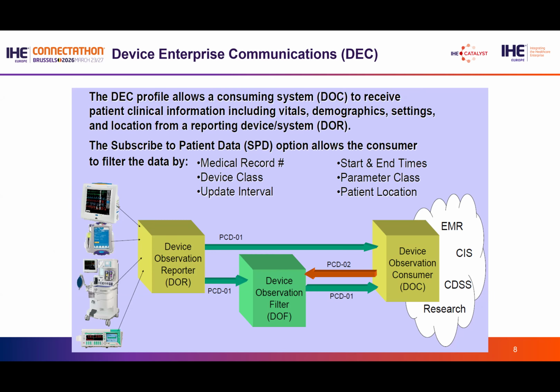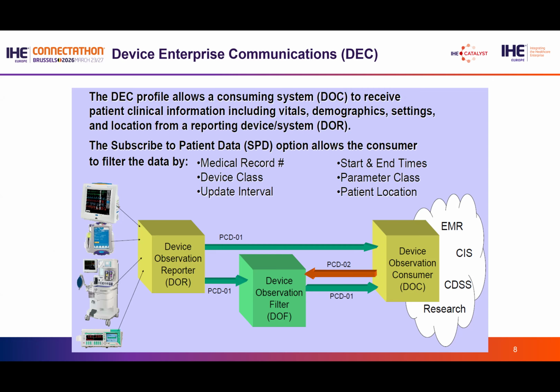We call the different roles within a profile actors, and this profile has three of them. A device observation reporter is the sending system in a transaction. Device observation consumer is the receiving system in a transaction. And you'll see those, the reporter and consumer, showing up in several of the other profiles. DEC also has a device observation filter, which is an optional component to provide the ability to filter floods of information that may be delivered from devices.